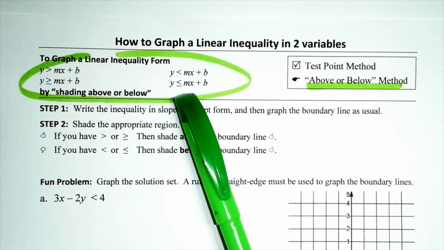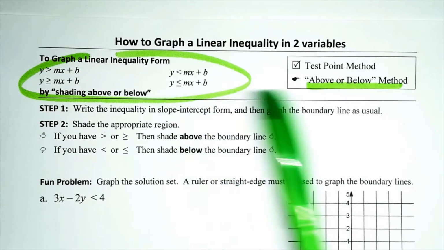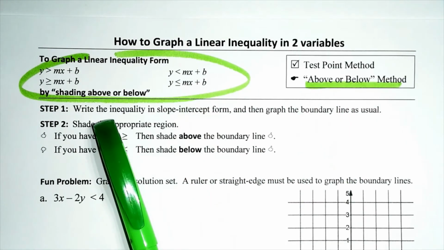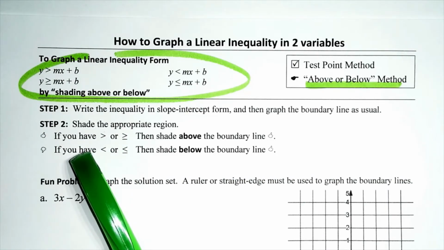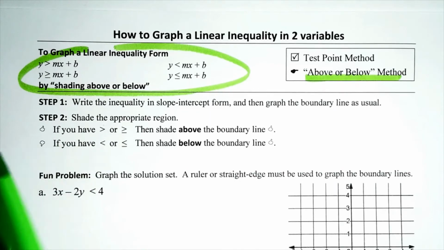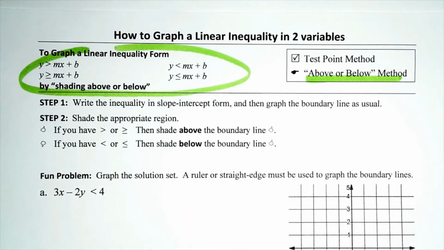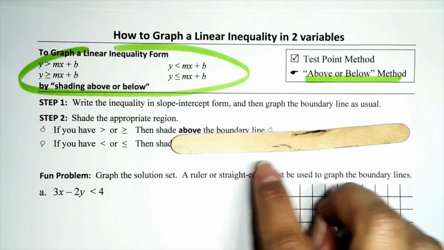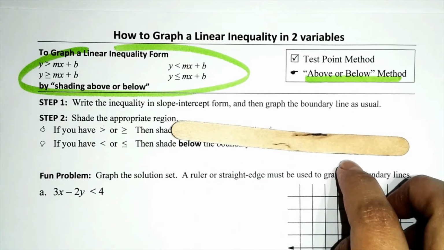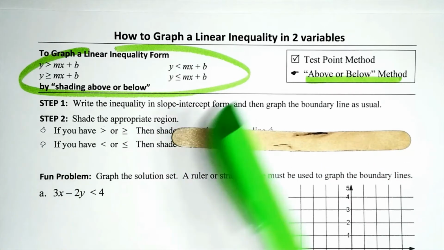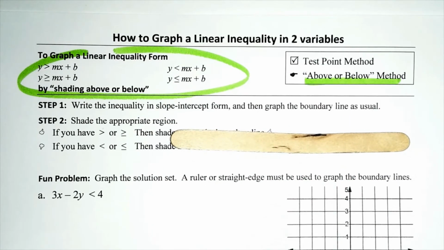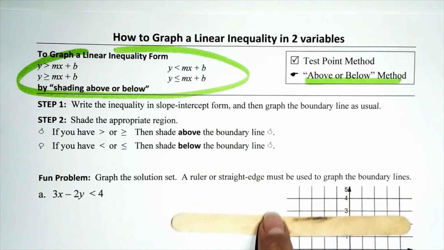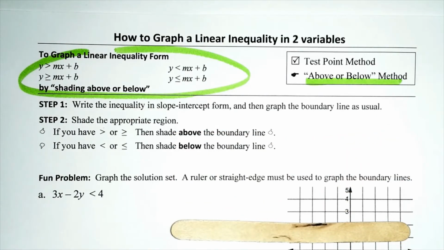So the question is, how do we graph an inequality by shading above or below? One, we're going to graph the boundary line like we did before, and then two, we're going to quickly make the call if we're going to shade above the boundary line or below the boundary line. So if we had a horizontal line, let me take out my crooked popsicle stick. If we were to shade above the boundary line, then this will be the above part. If we were to shade below the boundary line, then we shade the below part. How can we tell if we're going to shade above or below the boundary line? Well, that is dictated by the inequality symbol.